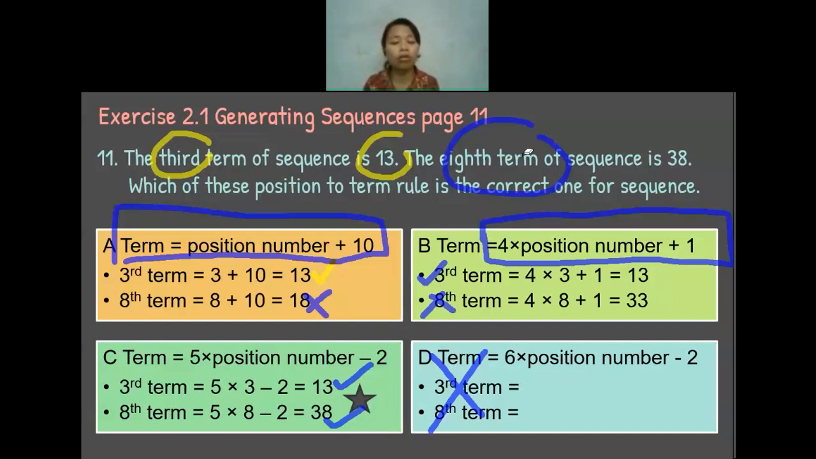If you want to find them in order, the first, second, third, fourth until the eighth, you have to replace the position number with 1, 2, 3, 4, and so on. We do not make our own sequence. We follow the rule given to make the sequence. Is it clear enough? Or is there anyone having any question?